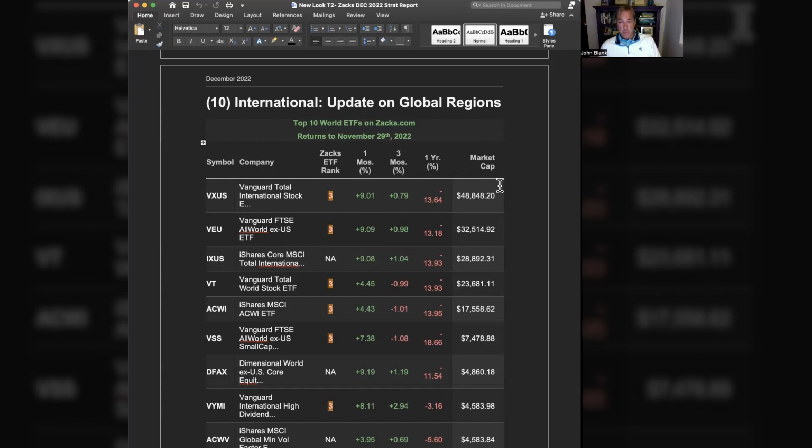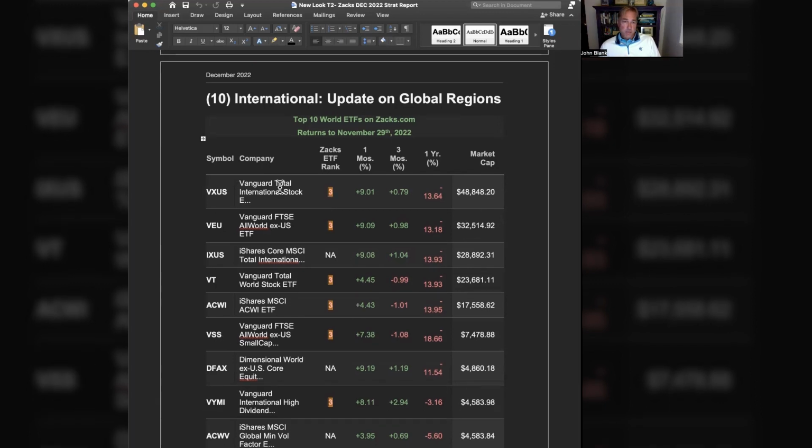I rank order this on the market cap weighted. So here you can see really only the major 10 international stocks. So these are not US at all. These are the ones that are only with stocks outside the US.